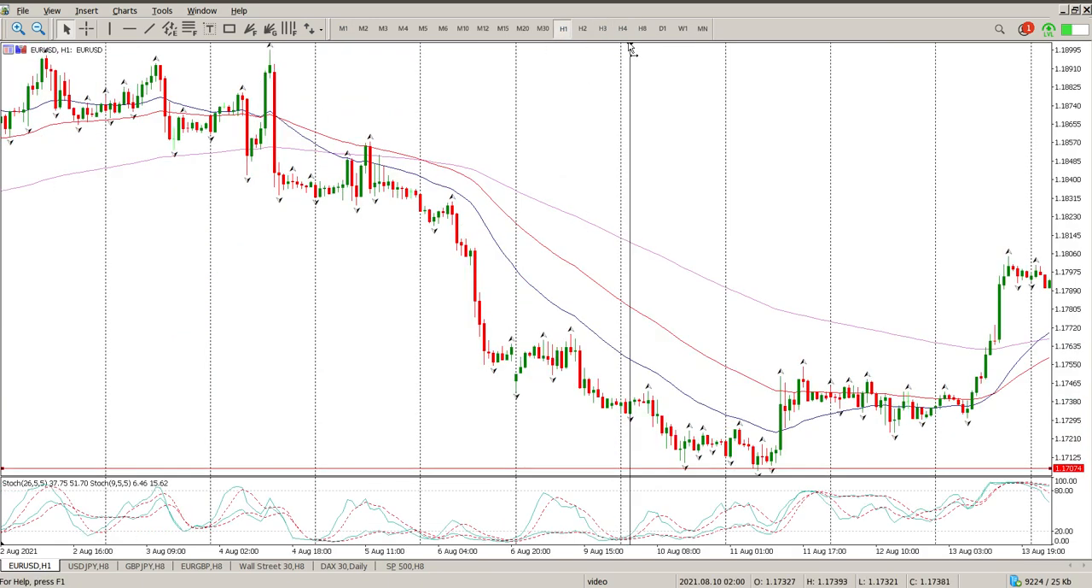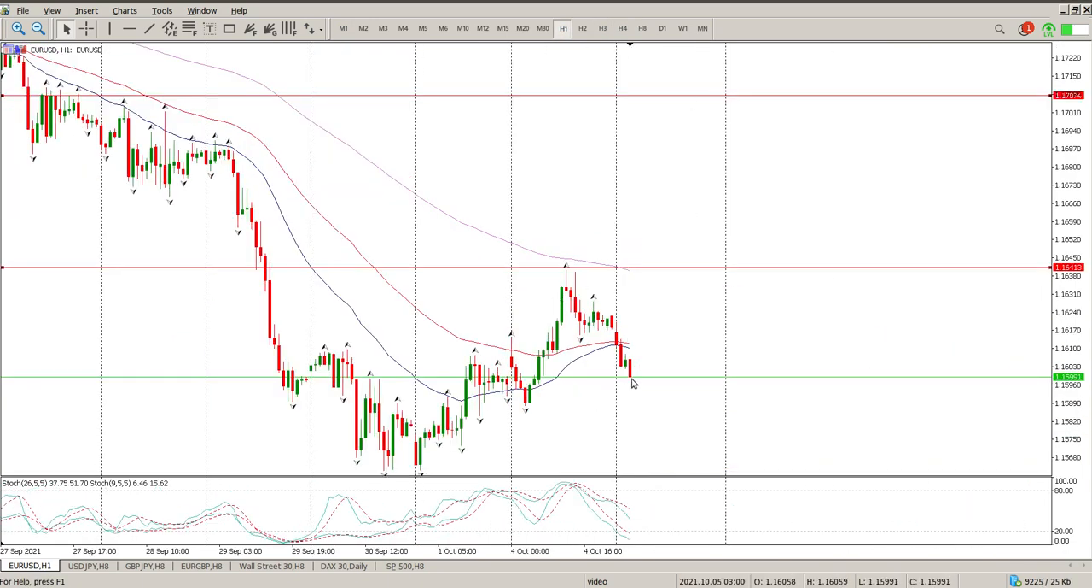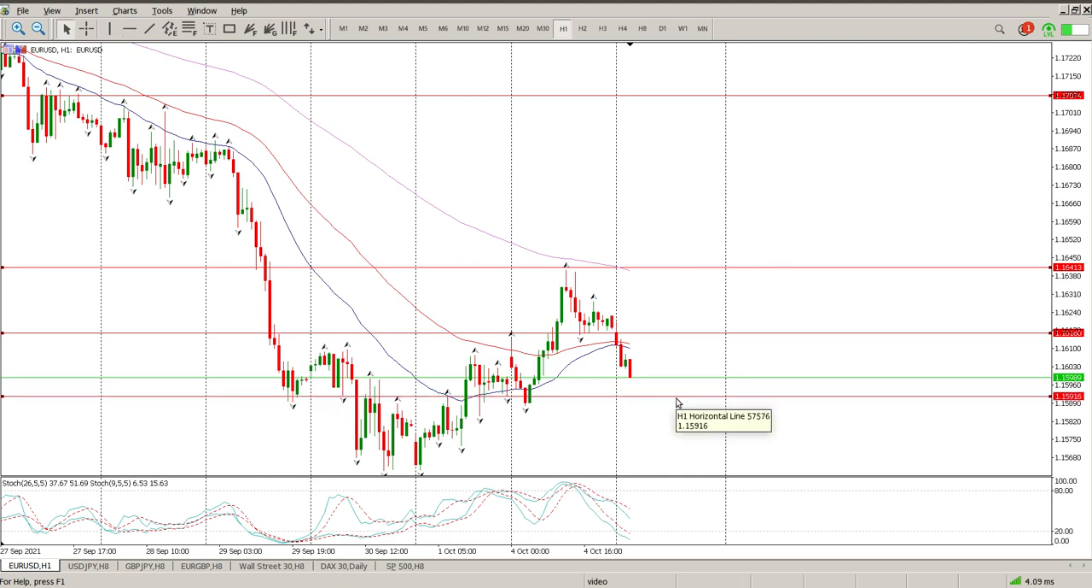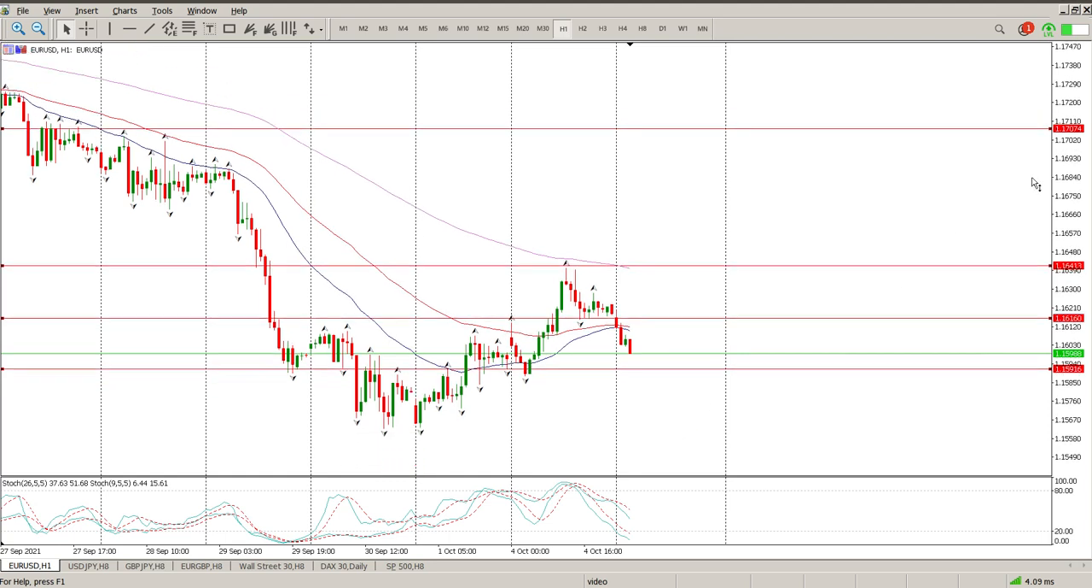I think what we need to do really is just wait for structure. Now there is more structure here. There's also a gap here, so a pullback to 116.160 might be a half decent thing to do. Alternatively, wait for a break of the next level, which is pretty much down here. So break of 115.916, you want to see a retest of it, and then look for the opportunity to get the downside.